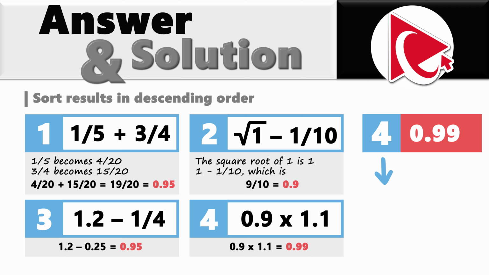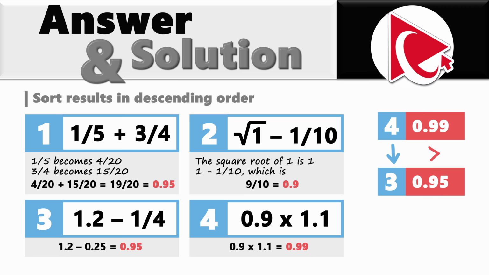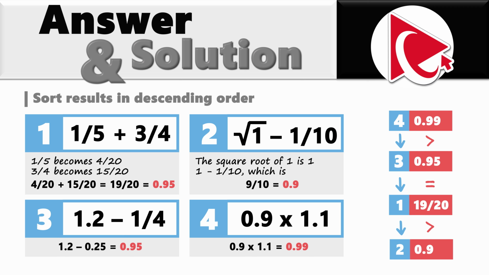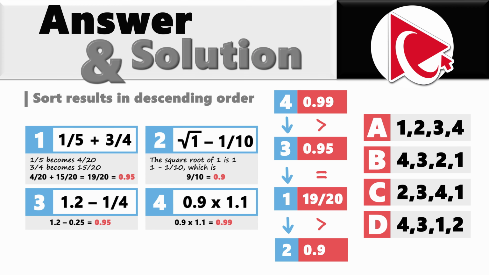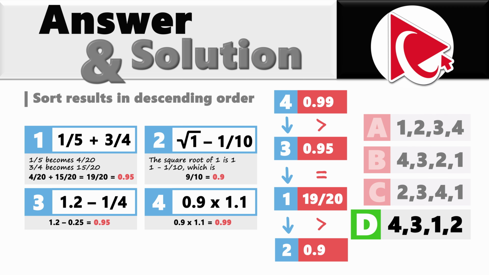Then we have two expressions with the same value. The result of expression 3, 0.95, equals the result of expression 1, which is 19/20th. And our smallest value on the list is the result of expression 2, which is 0.9. What's especially interesting here is that even though results of expressions 3 and 1 are the same, the correct answer choice is only one, which is choice D, 4, 3, 1, 2.